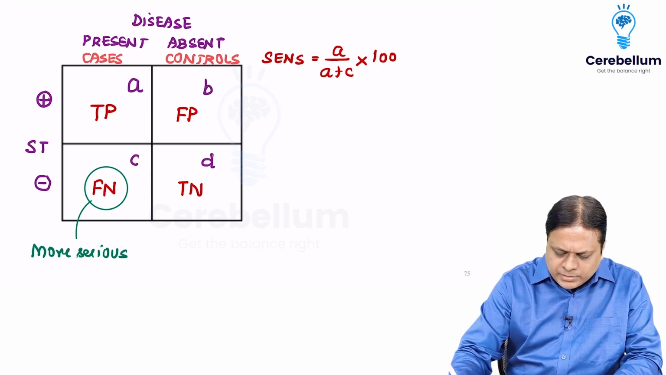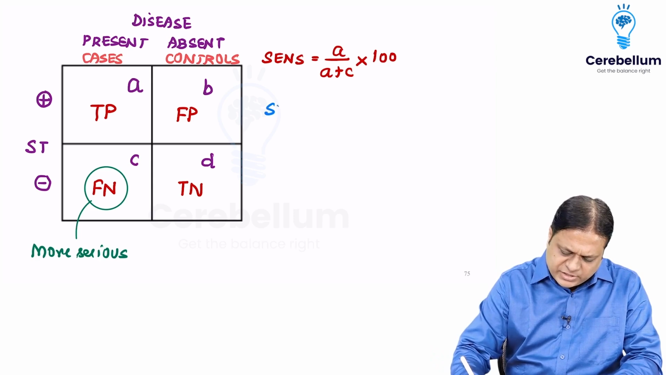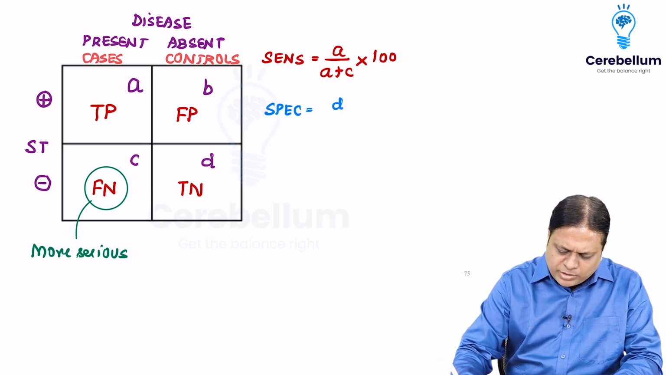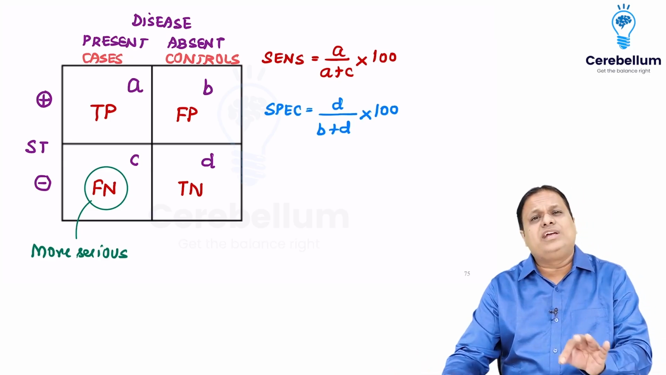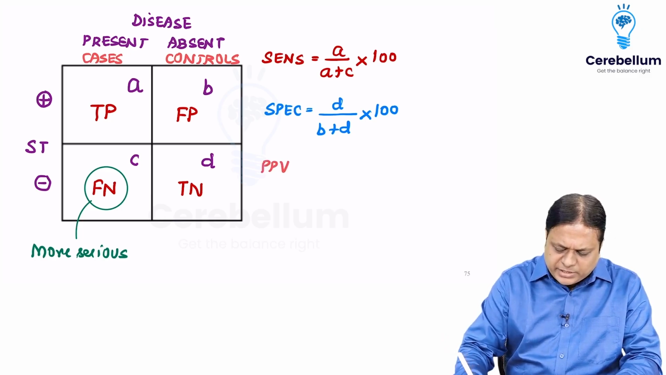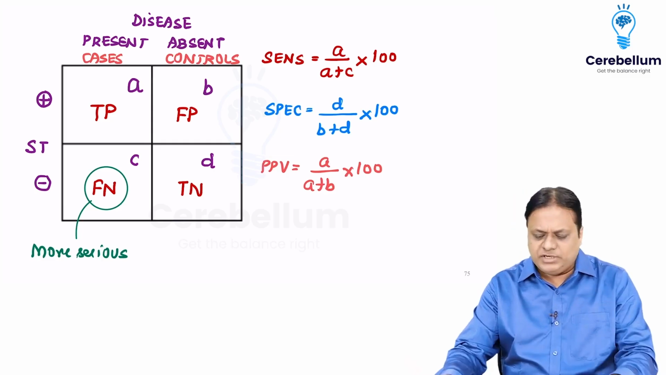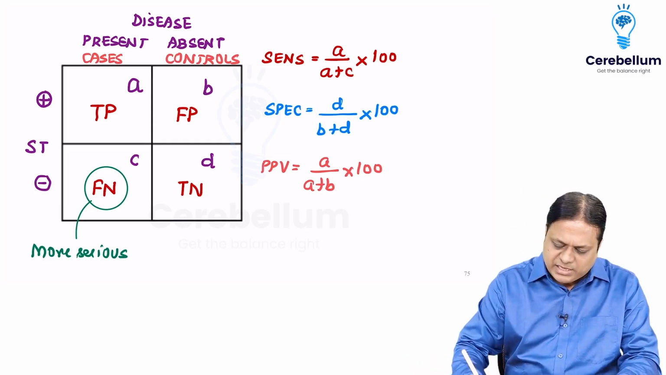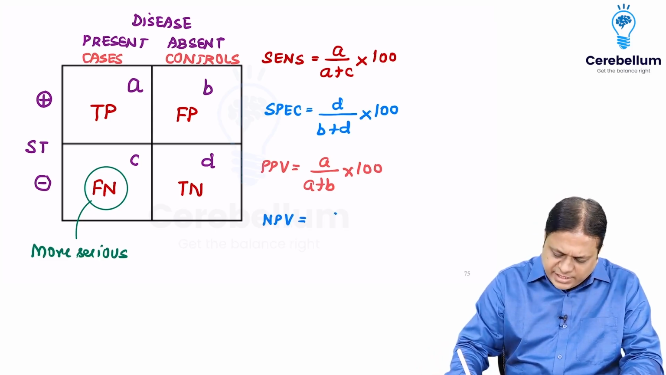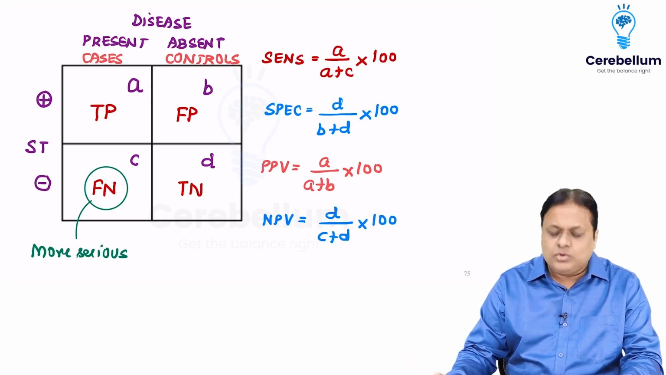into 100. True positive upon true positive plus false negative into 100. Specificity, D upon B plus D into 100. True negative upon true negative plus false positive into 100. PPV, positive predictive value, A upon A plus B into 100. True positive upon true positive plus false positive into 100. NPV, negative predictive value, it is D upon C plus D into 100.